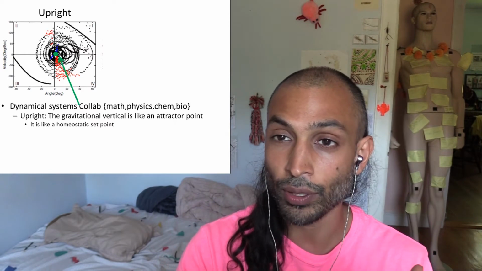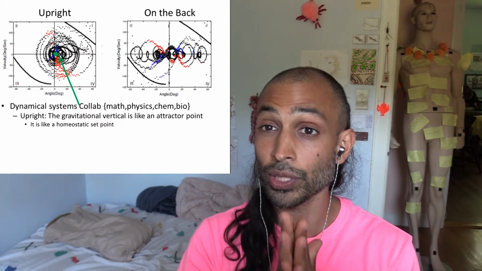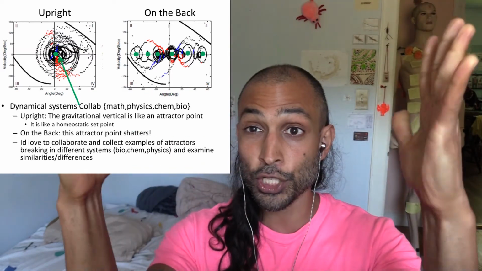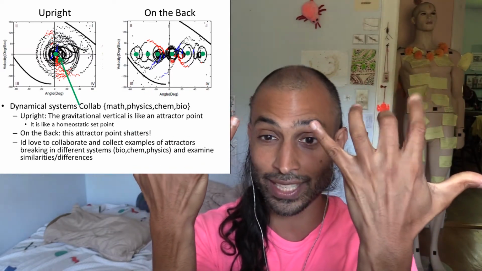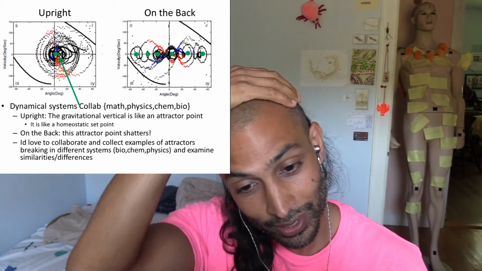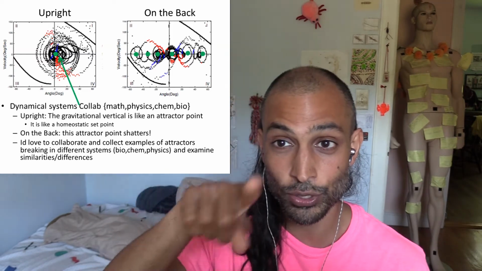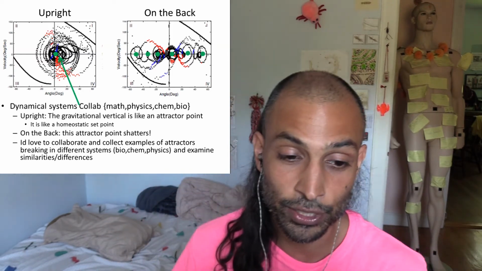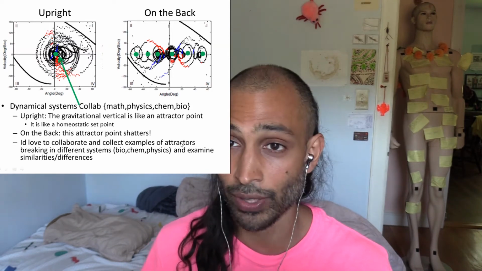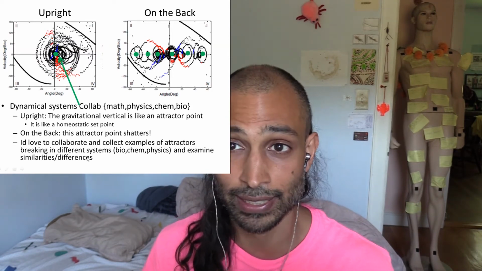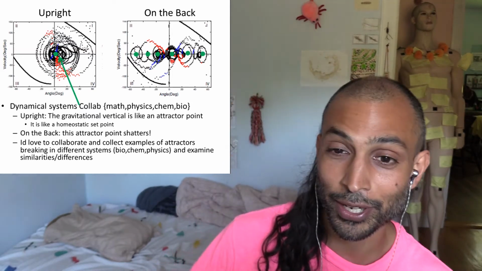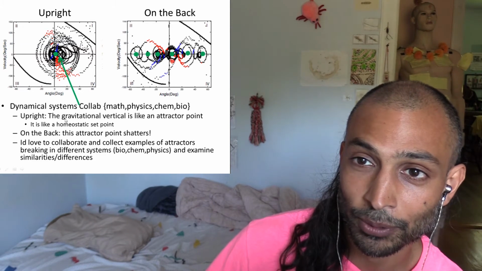Now, I can look at the people on their back, and what happens is really interesting, because that attractor point, that homeostatic set point, shatters across the position axis. Now you've got all of these shattered attractor points, and you oscillate around those for a bit, and it begins to drift across them. So I would love to collaborate and collect examples of attractors breaking, or homeostatic set points breaking, in different systems and examine what happens. If any of you want to, let me know.